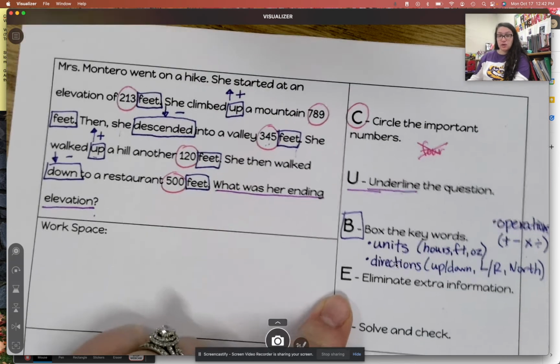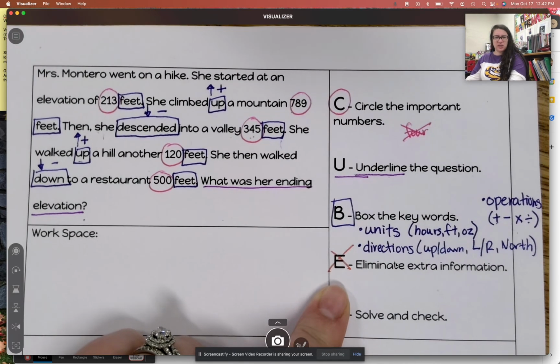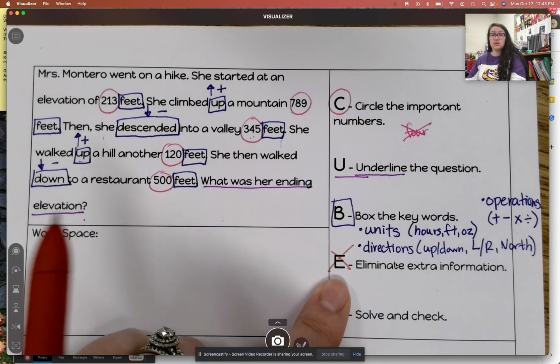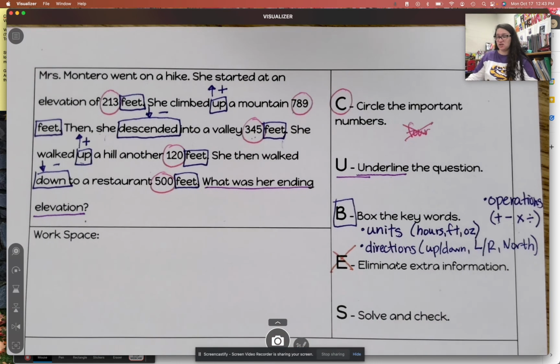Next, our E, we want to go through and eliminate extra information or information that they're trying to confuse us with. Do we have any of that here? No. Everything's really straightforward. There's no confusing numbers or words that they're trying to confuse us with. It's good that we go through and read the whole question several times to help us see if there's anything they're trying to trick us with.